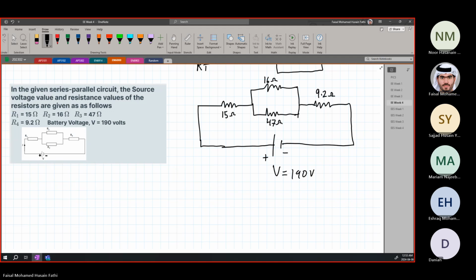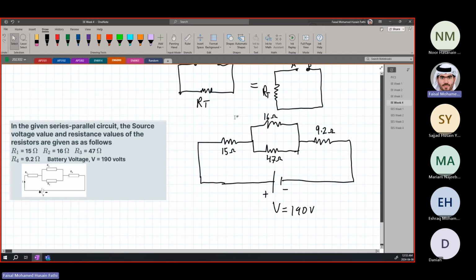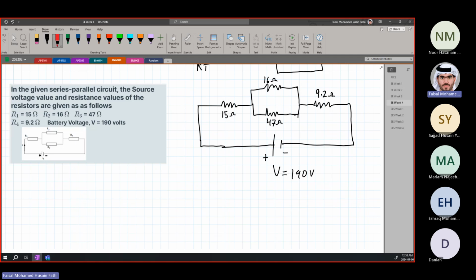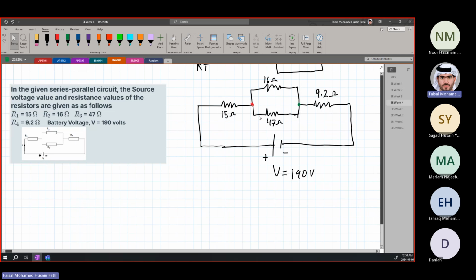Now, the 16 ohm and 47 ohms, are they in series or are they in parallel? How many connection points do they have? 1, 2. صح ولا لا? So they are in parallel. تمام? Because they have two connection points. 9.2 ohms. They have two connection points. They're connected to each other through two separate connection points.